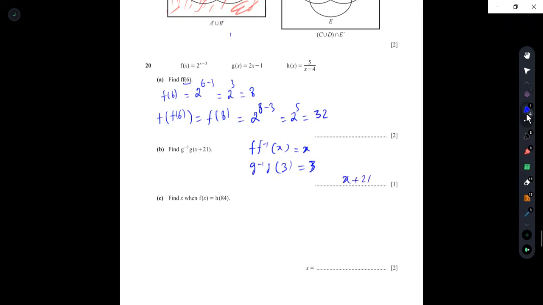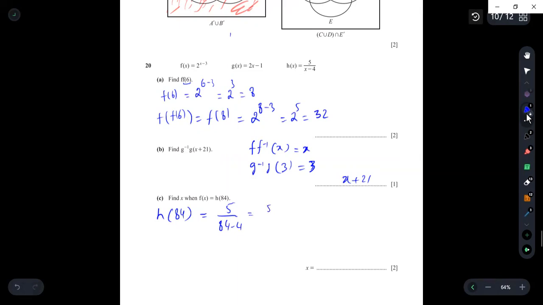Find x when f of x is equal to h of 84. So let's see what h of 84 is. In the h function, in place of x we replace 84. The h function is 5 over x minus 4, that means 84 minus 4. So 5 over 80, which is 1 over 16.